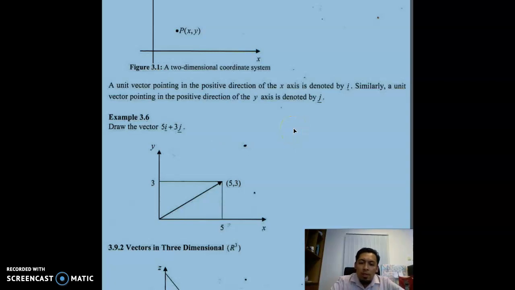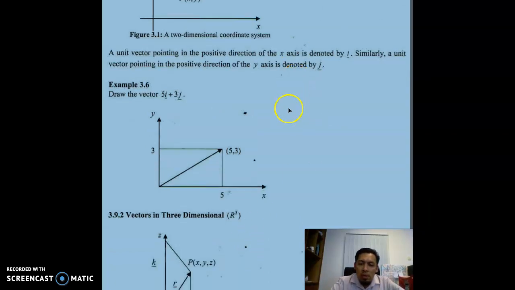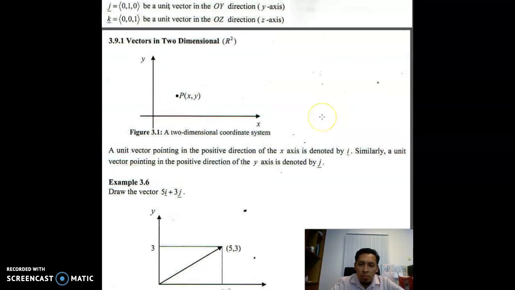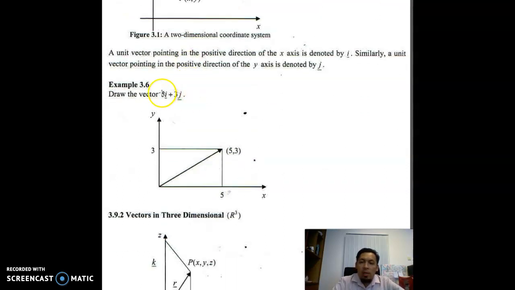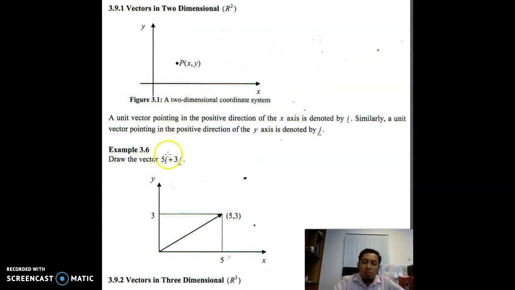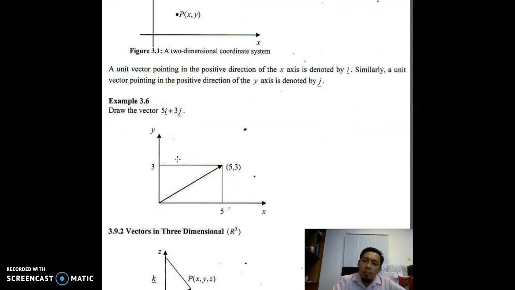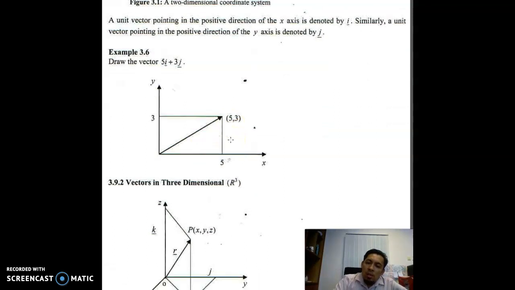Okay, so this is for 2 dimension. Of course, it involves only x and y, and it can be written down in this form, 5i plus 3j, right? So it indicates the difference is 5 in x, and the difference is 3 in y. Okay, and this is how you refer to it graphically.